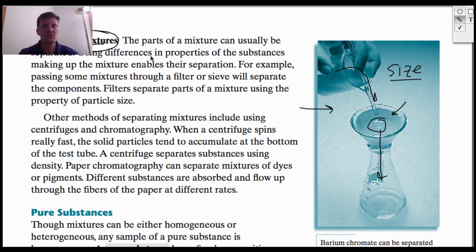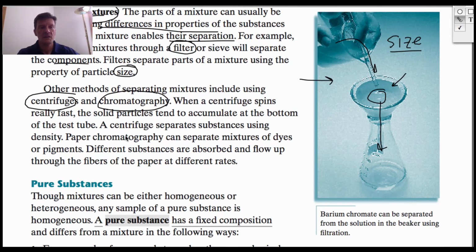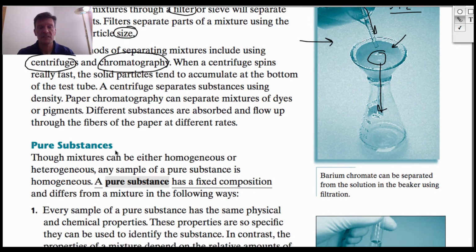So separating mixtures, we use properties. Using different properties allows us to separate items that are in a mixture. Okay, it allows separation. So if you pass something through filter paper, you'll separate the components, and that is because of the size of the particles. There are other ways that we separate things. Chromatography, centrifuges. We also use distillation. That's separating it based on its boiling point. Okay. Hopefully you'll be able to do maybe a little experiment that demonstrates that.